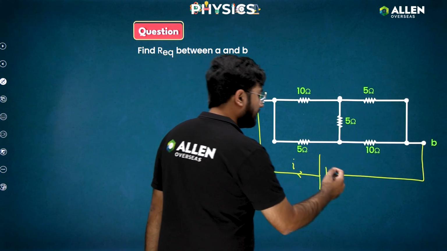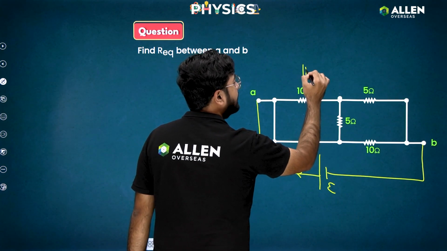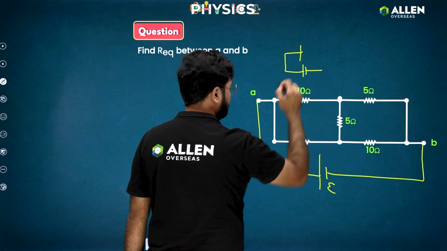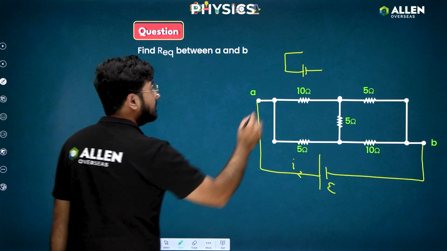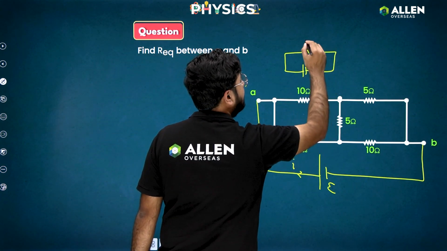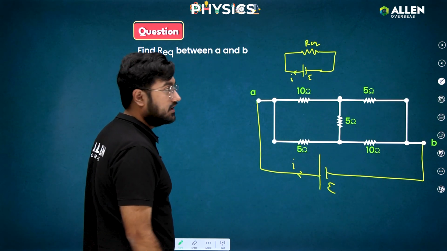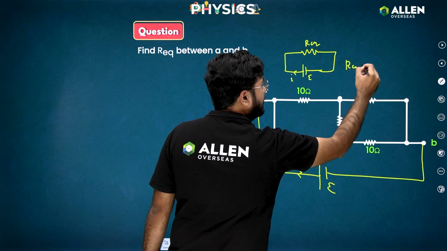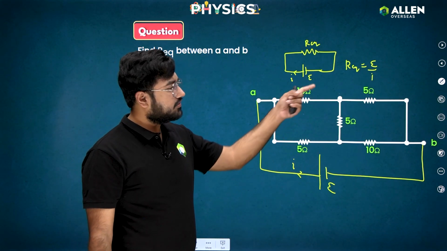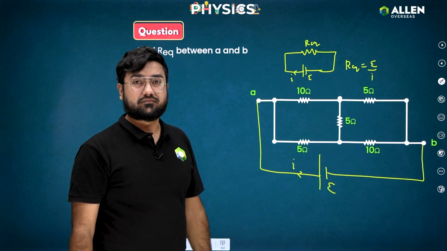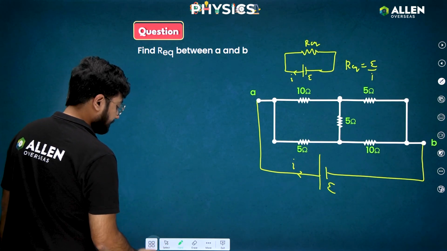Simple. So now what I have to do? I have to make a circuit that looks something like this, where you have a resistor and a battery. This resistor is R equivalent, this is E, and this is the current. So from here R equivalent is equal to E by I, right? So somehow I have to calculate the value of E by I. Okay, so let us try and find it out.